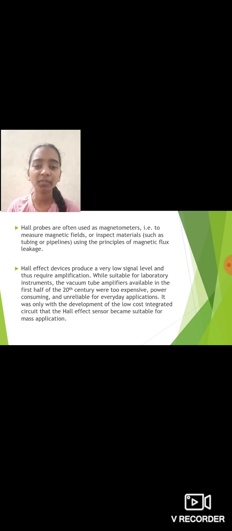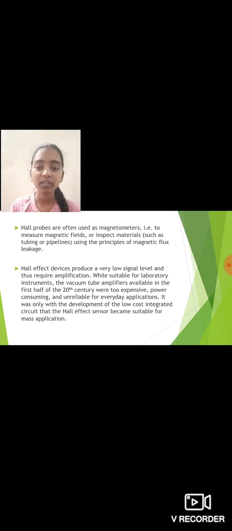Hall probes are often used as magnetometers, that is, to measure magnetic field or inspect material using the principle of magnetic flux linkage. Hall effect devices produce a very low signal level and thus require amplification. While suitable for laboratory instruments, the vacuum tube amplifiers available in the first half of the 20th century were too expensive, power consuming and unreliable for everyday applications.